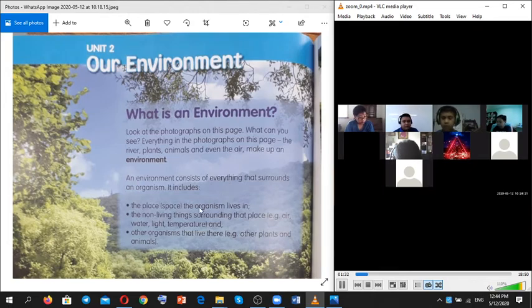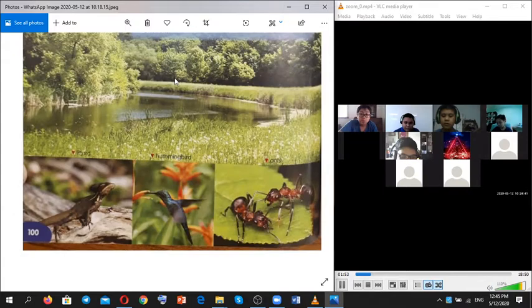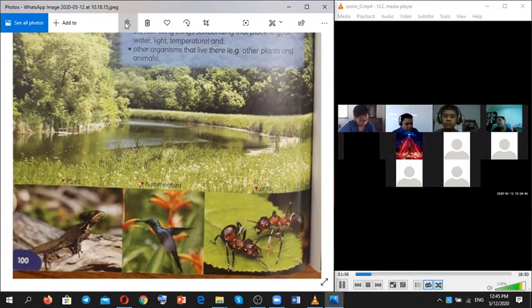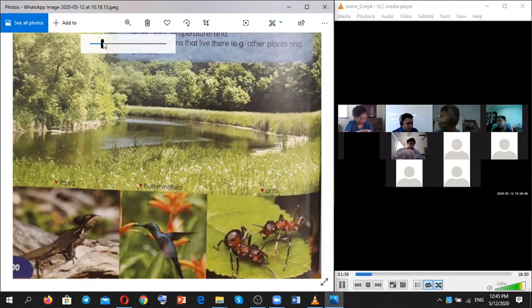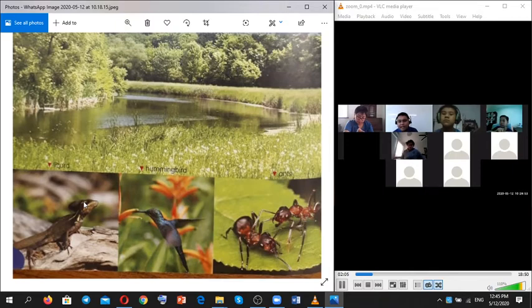Okay, so class, environment basically means this is where living things and non-living things live. Okay, this is the environment. That includes also humans. So we have here some examples in the picture below. We have here lizard, hummingbird, ants. Based on looking at these pictures, can I ask Afik, where are they living right now? For example, the lizard, what is his environment?